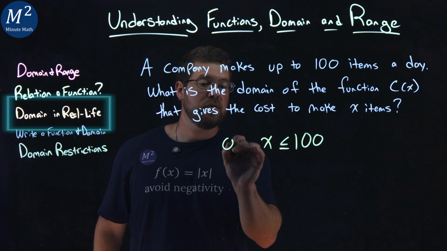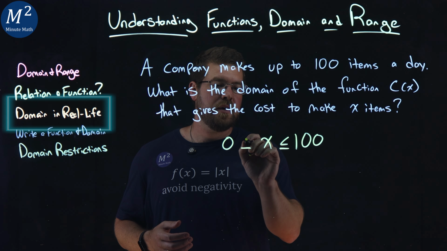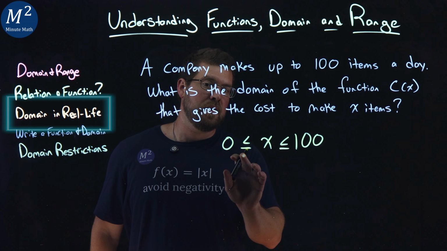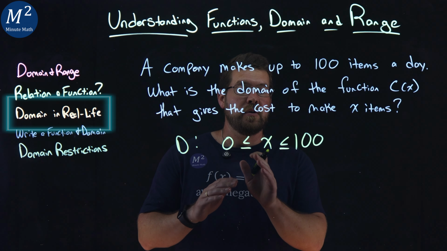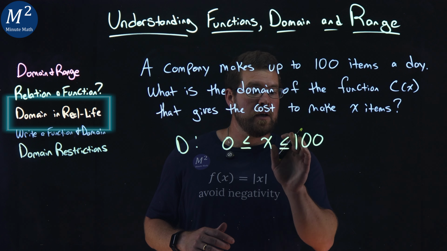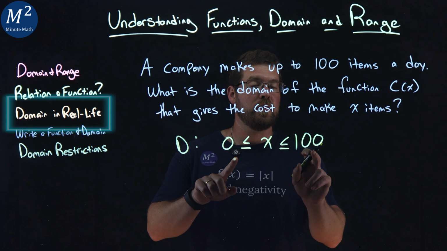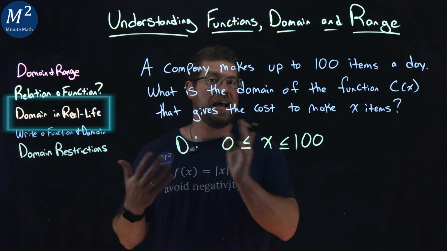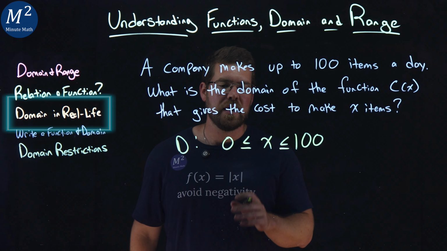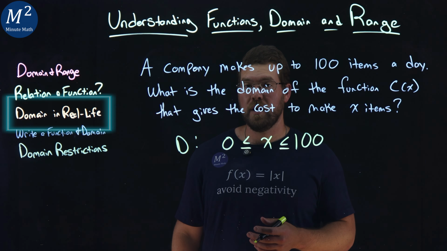So our lowest value is going to be 0, and so up to 100 would include 0, so we have an equal sign there and a less than sign. And so our domain here would be 0 is less than or equal to x, and x is less than or equal to 100, okay? So we have 0 to 100 here, up to 100 items, and the practicality of this, again, we can't have negative items produced, okay? So our domain here is from 0 to 100, including 0 and 100.